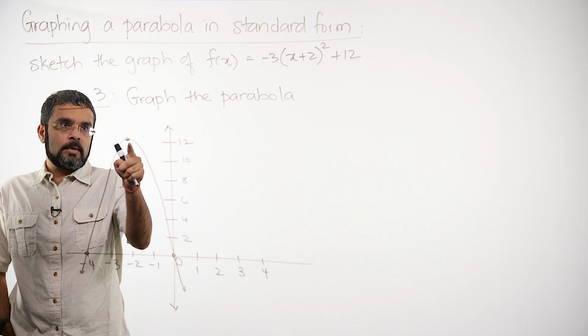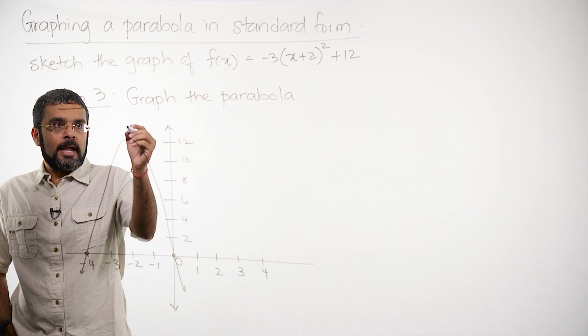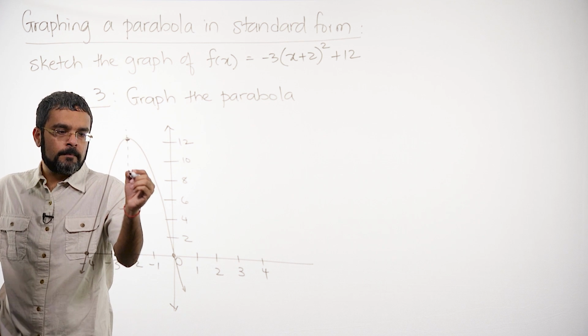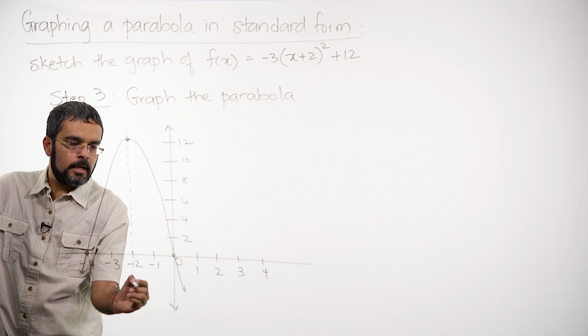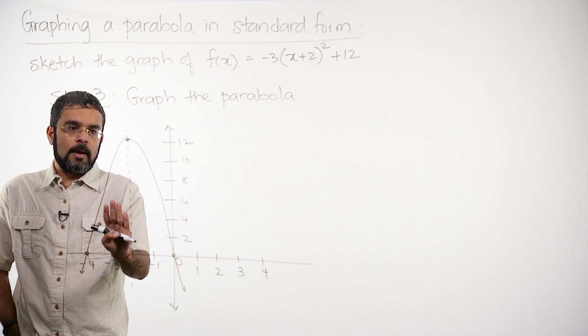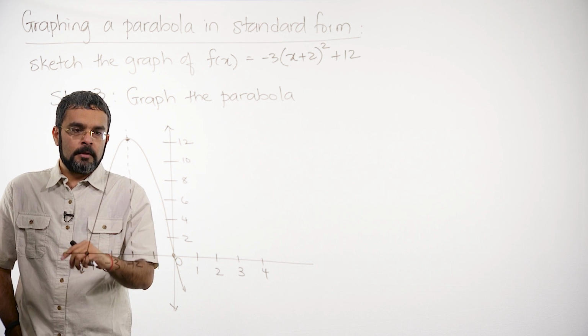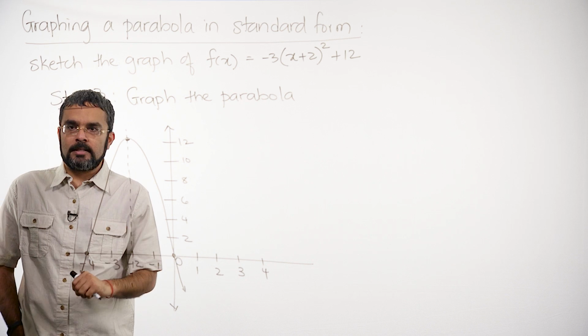Again, like I said, since a was negative, this opens down. The line x equals negative 2 is your axis of symmetry, which means the parabola is symmetric about that line. Here's your vertex and your x- and y-intercepts.